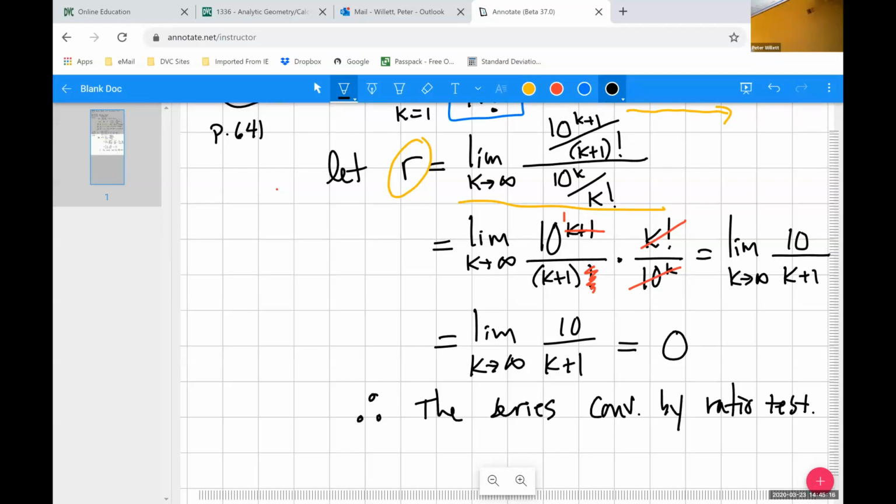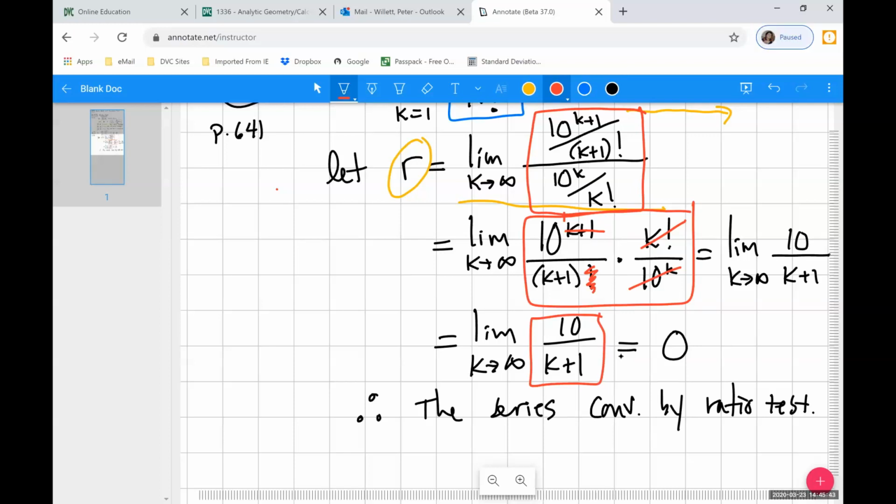Well, R is equal to this limit. As I was simplifying the stuff on the right so that I could apply the limit, I started by trying to take the limit of this ugly thing. Then I simplified that to here, and we were able to cancel out a lot of stuff. We ended up just taking the limit of 10 over k plus 1, and that reduced to 0, and that's R. R is whatever that limit is.